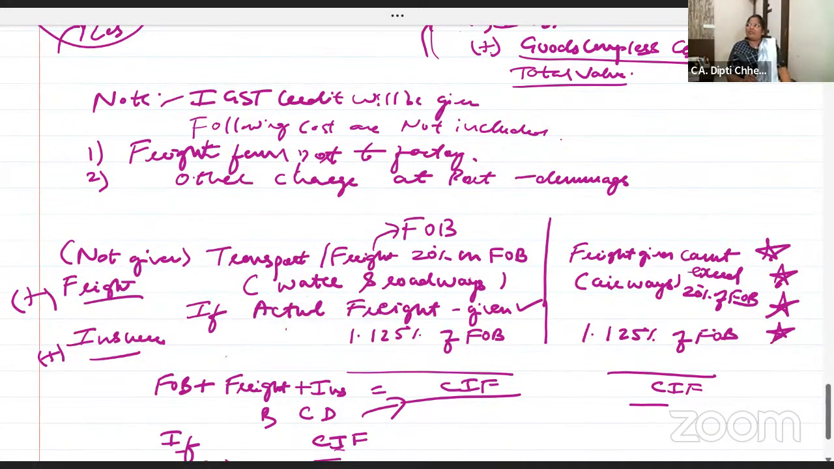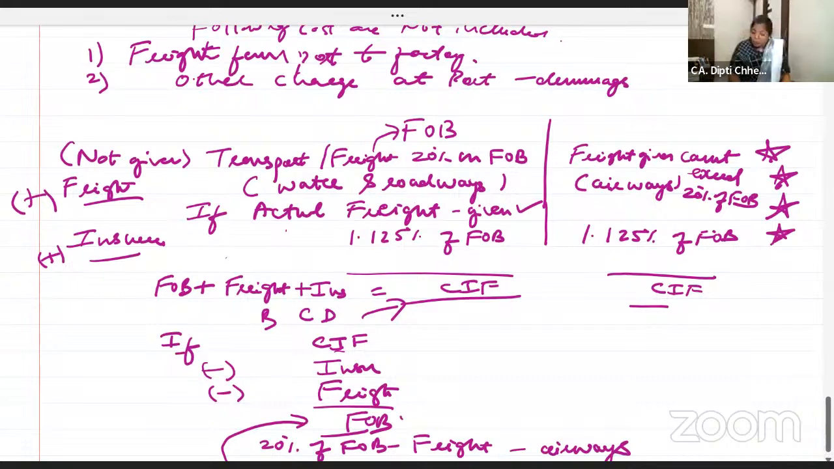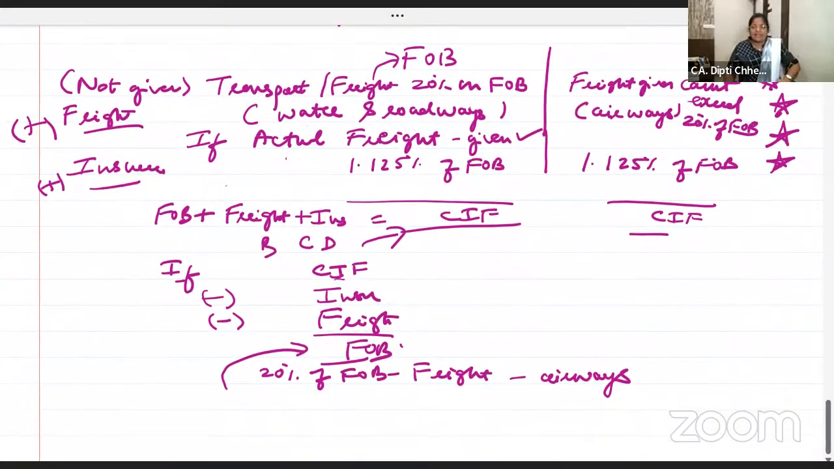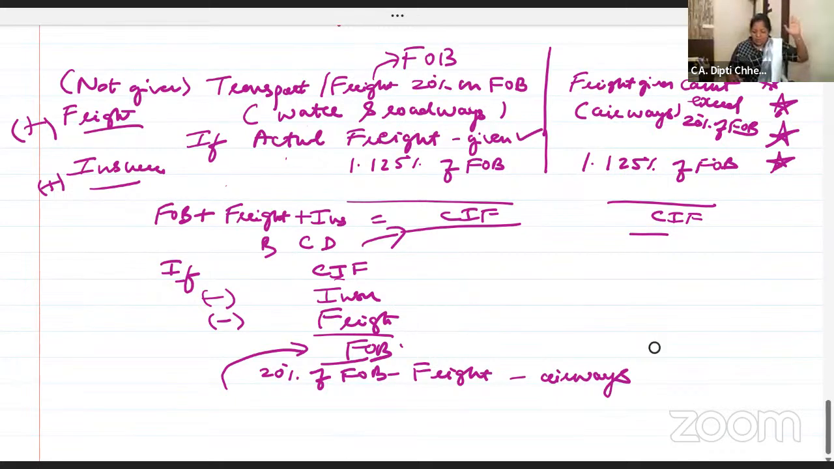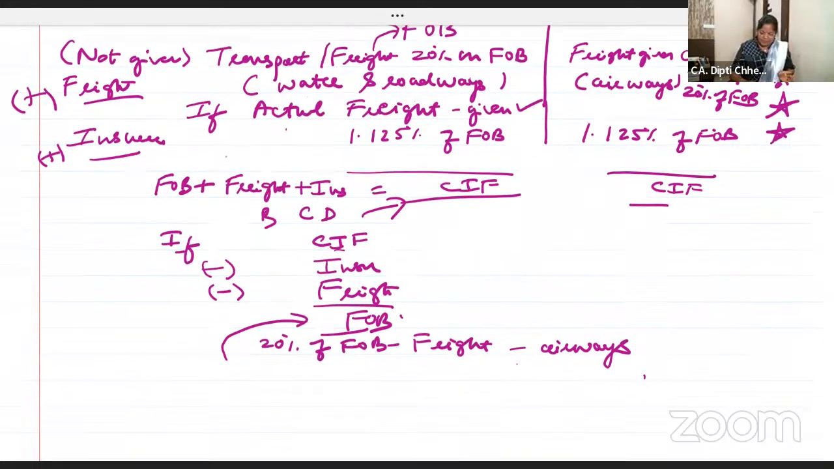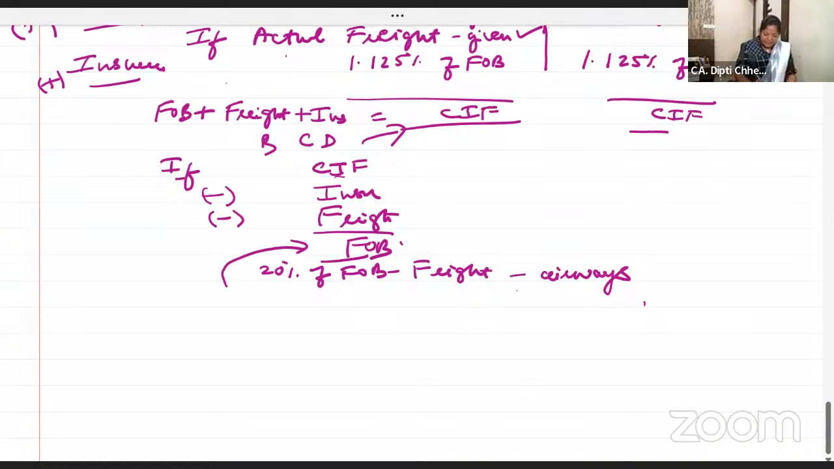And what is insurance, ma'am, if not given? 1.125% of the FOB. So you will get what? CIF. So many questions in the exam, if you see in your scanner and all. Yeah, okay. Here, if they give CIF and it is airways, minus the insurance, minus the freight to get FOB, and then forget about the actual freight, you take 20% of FOB as the freight, because that's the maximum freight allowed in airways. The more I solve the problem, it will be clear.